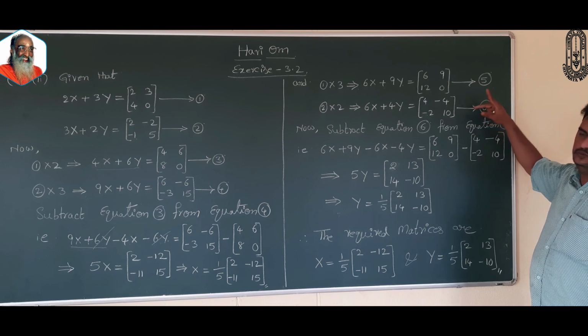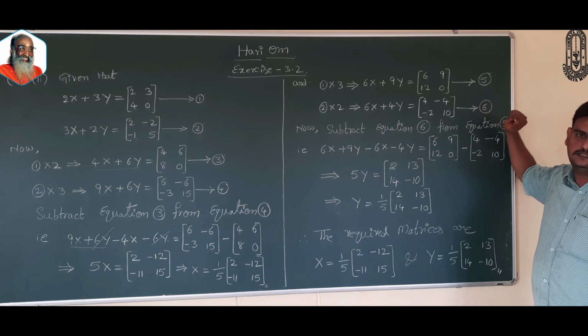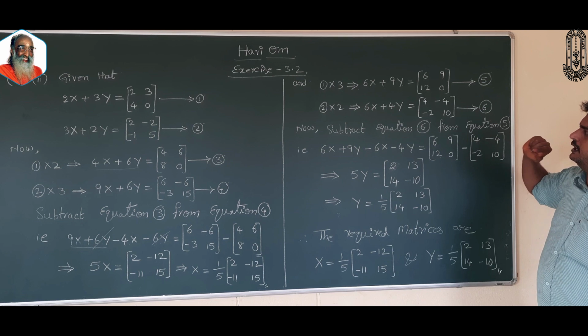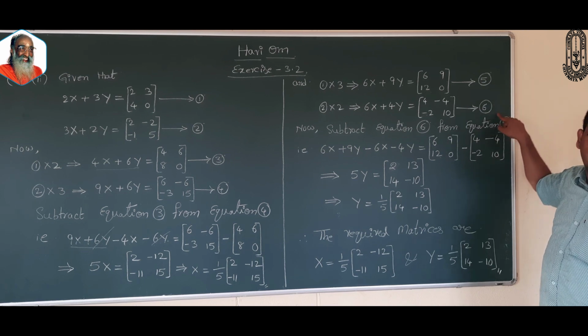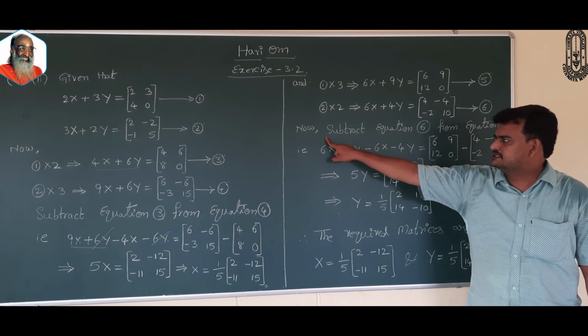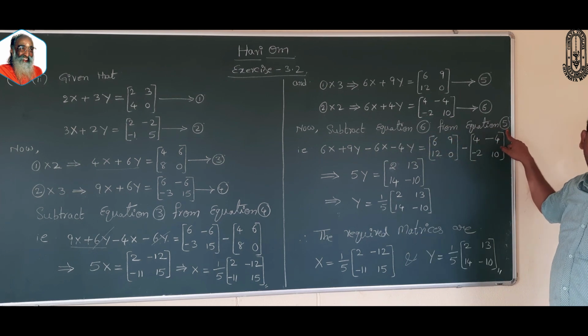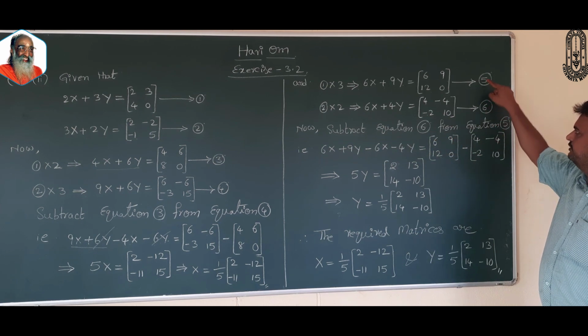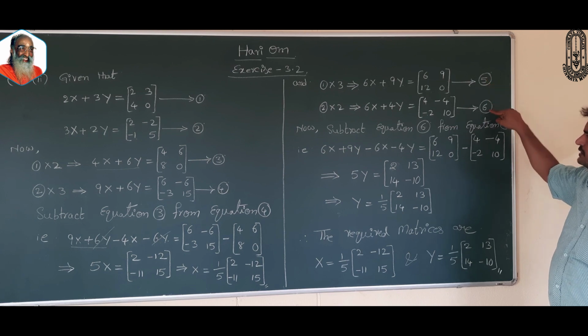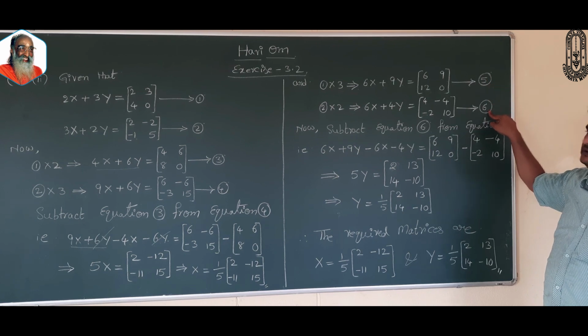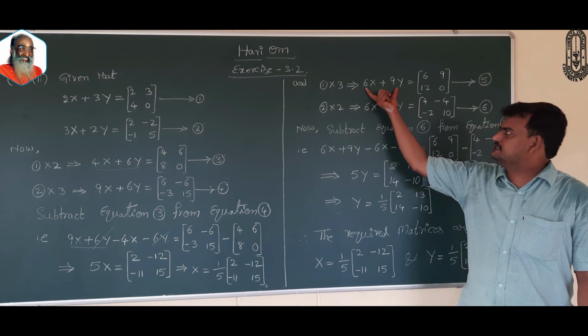Now how to eliminate the variable x? To eliminate variable x, what I am doing? I am subtracting these two equations. So subtract equation 6 from equation 5. From the fifth equation, I am going to subtract the sixth equation. Let us see. This is the fifth equation.